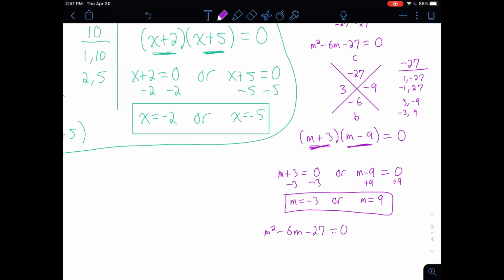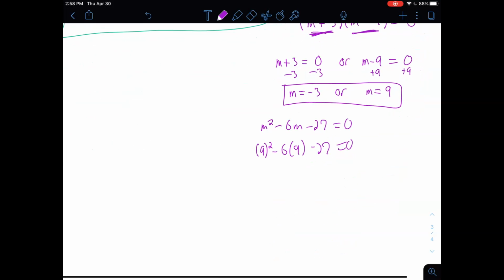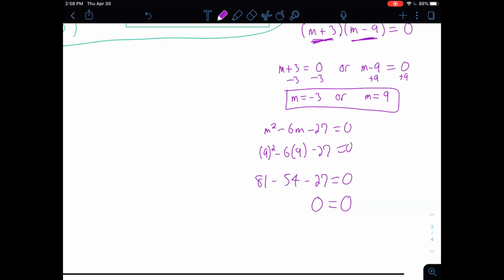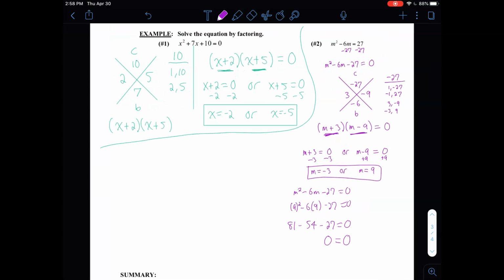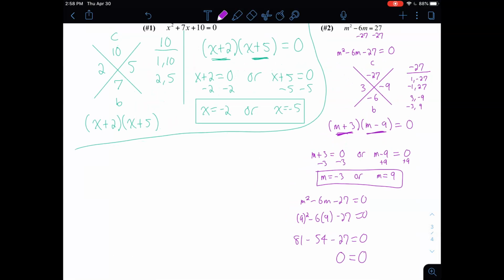So let's plug in 9. We got 9 squared minus 6 times 9 minus 27 equals 0. So it's going to be 81 minus 54 minus 27 equals 0. Let's just plug it into a calculator here, make it easier. 81 minus 54 minus 27. Yep, and we get 0 equals 0. So a solution to a quadratic is what makes the whole thing equal to 0. So those are our final answers, negative 3 and 9. If you plug into the original problem over here.